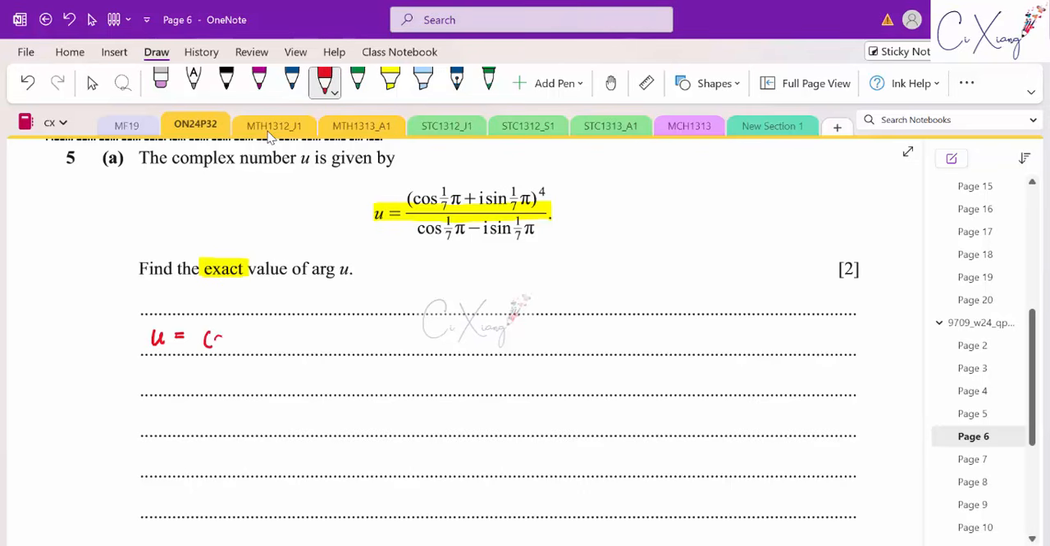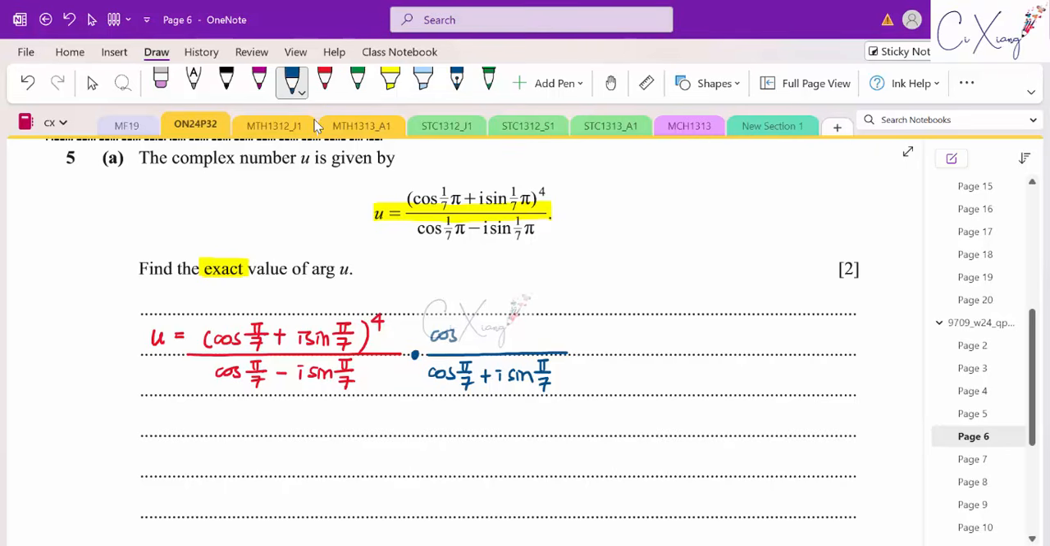Okay, so I'm having cos pi over 7 plus i sine pi over 7 power 4, divided by cos pi over 7 minus i sine pi over 7. Because I want to rationalize it, I need to multiply it with the conjugate of the denominator. So the conjugate of the denominator is cos pi over 7 plus i sine pi over 7. Then same thing happens on top. You're having cos pi over 7 plus i sine pi over 7.